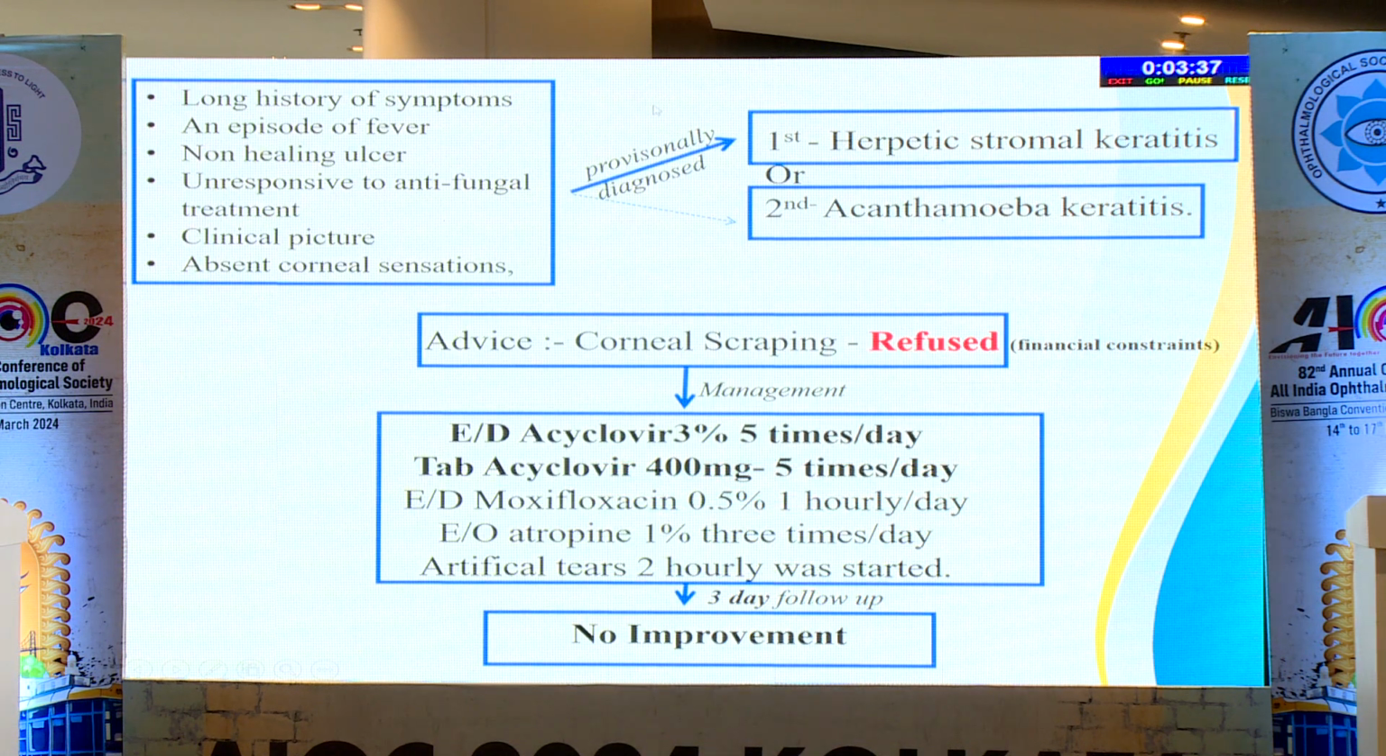So given the long history of symptoms, an episode of fever, non-healing ulcer, unresponsive to antifungal treatment, clinical picture, and absent corneal sensation, he was provisionally diagnosed first as herpetic stromal keratitis or secondly as acanthamoeba keratitis. He was advised corneal scraping, but the patient refused, so he was managed with eye drop acyclovir 3% 5 times per day and tablet acyclovir 400 milligram 5 times a day. On 3 days follow-up, there was no improvement.